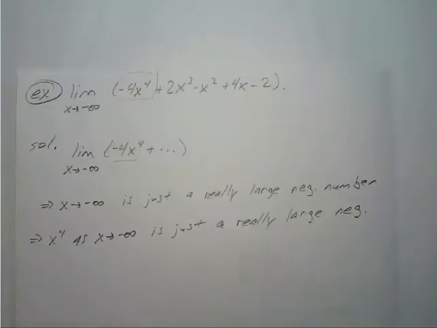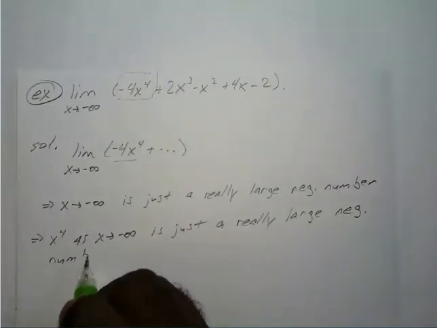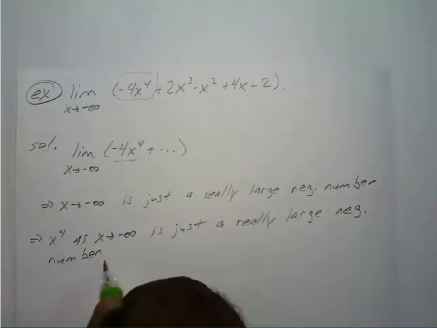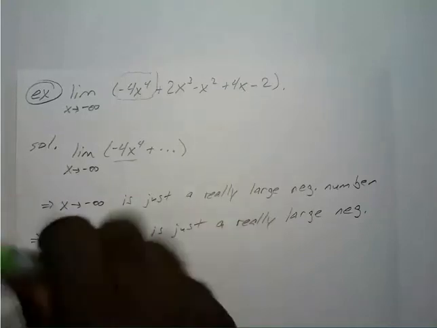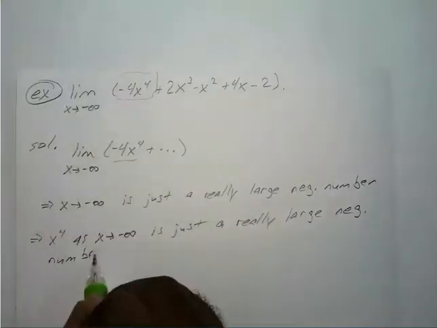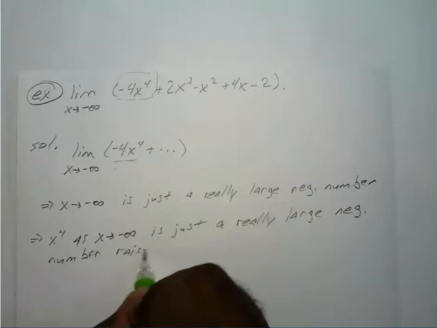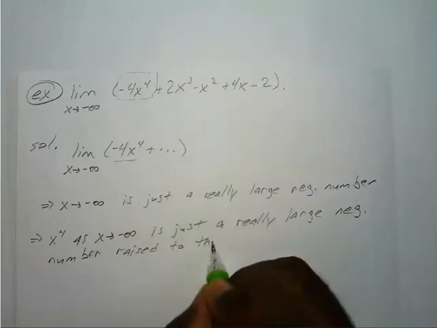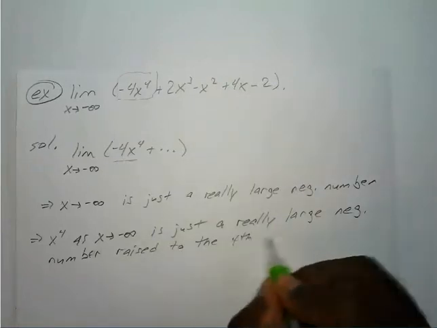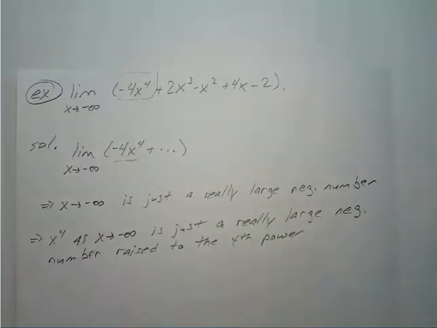Raised to the fourth power. So you get any negative number raised to the fourth power. Think about negative 2. Negative 2 times negative 2 times negative 2 times negative 2 is positive 16.